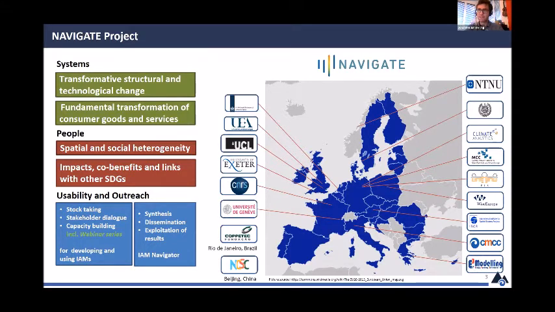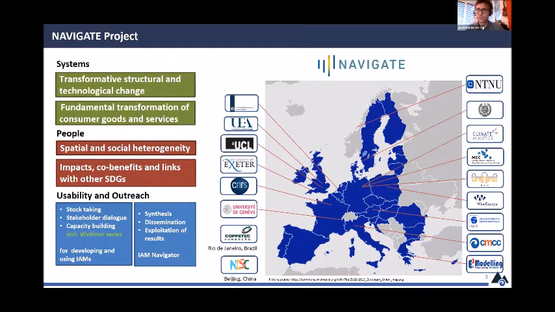It has three main focuses, I would say. One is focusing on systems which are relevant to the energy transition and climate mitigation pathways, here looking at the role of technology at the macro level, and also the demand side, consumers, and the transformation of consumers of goods and services. The second main focus is the people dimension, looking at improving spatial and social heterogeneity of these models, taking into account the incidence of policies, and also impacts and co-benefits, so other dimensions of welfare related also to the SDGs.